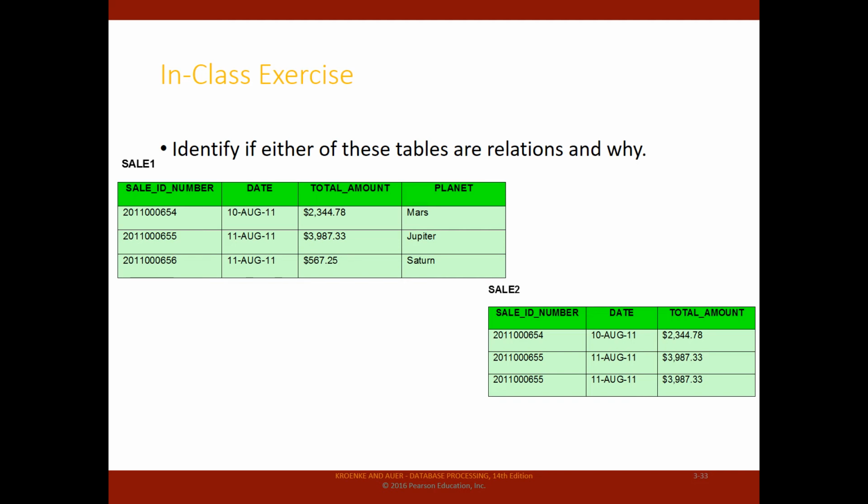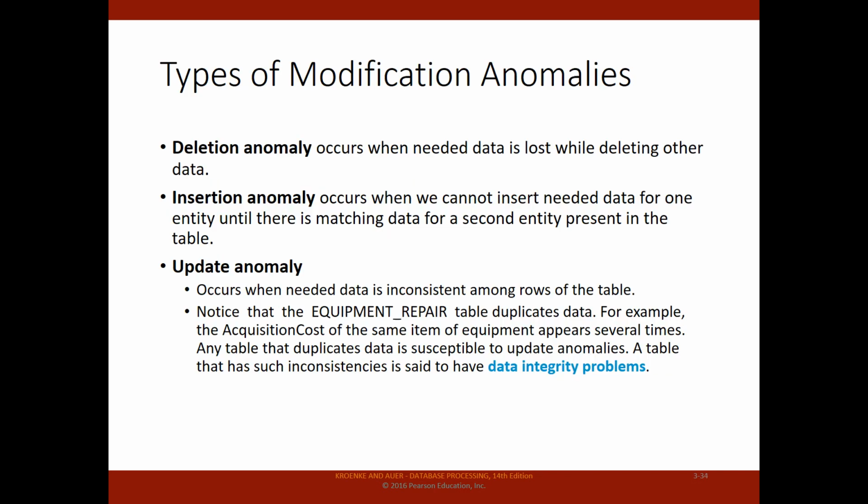So you can come up with something as a reason, but the logic is that the planet has nothing to do with the sale. So in that case, based on the relation criteria, this one is not a relation, because the criteria say that every column has to have attributes or characteristics that describe the table or the entity. And in this case, the planet doesn't describe it.